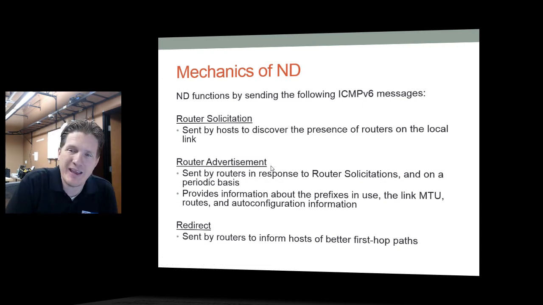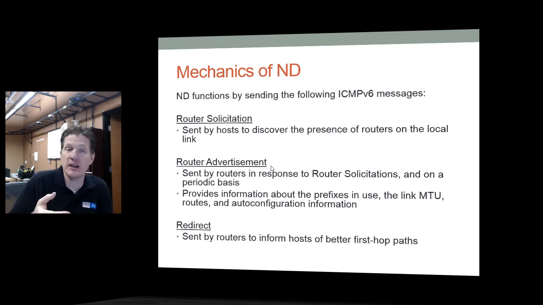Let's talk a little bit more about the mechanics of neighbor discovery. Neighbor discovery works by sending ICMP version 6 messages. So these are the ICMP protocol using the version 6 of that protocol. First off, neighbor discovery sends out a router solicitation. Host machines will send out a solicitation asking if there are any routers on my local link, because you might need a router in order to communicate with another network. So I will send a solicitation out looking for routers on my local link.